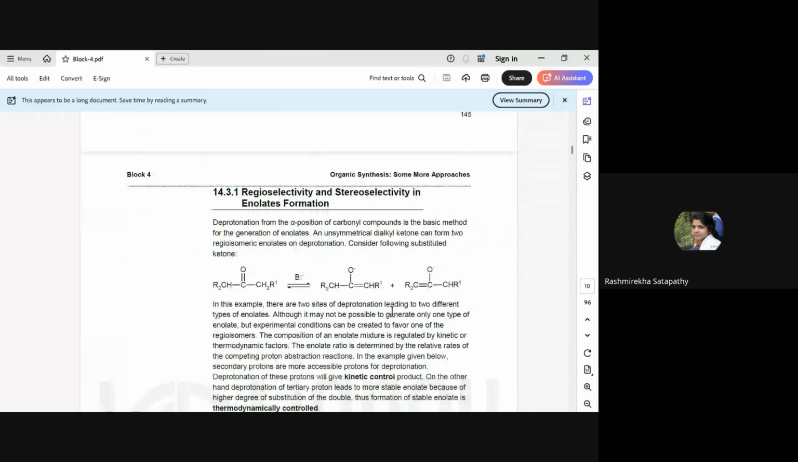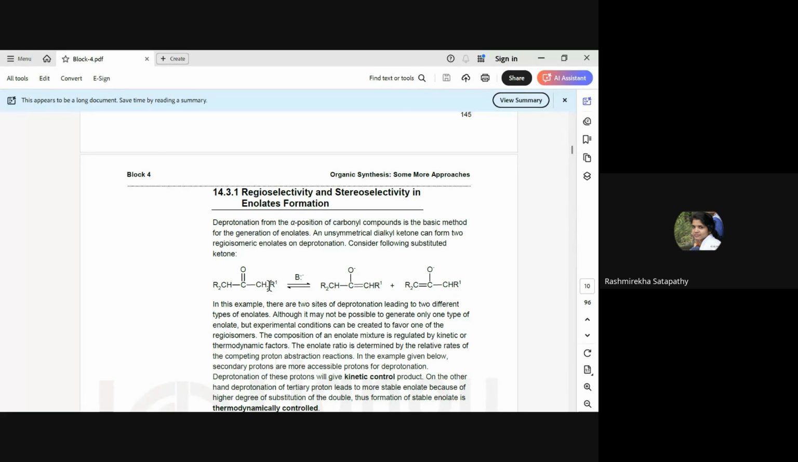Then the regioselectivity and stereoselectivity in enolate formation. You can see the deprotonation from the alpha position of the carbonyl compound is the basic method for generation of the enolate. You have seen how the enolate forms: the base takes the alpha proton and then the enolate generates. An unsymmetrical dialkyl ketone can form two regioisomeric enolates.